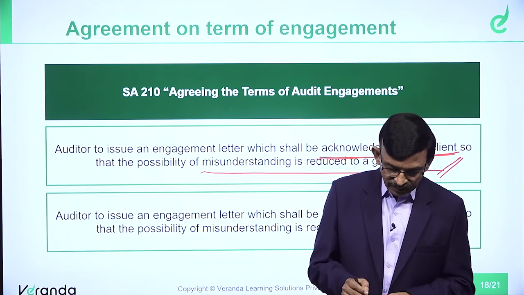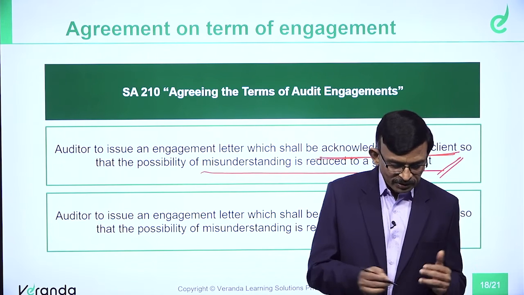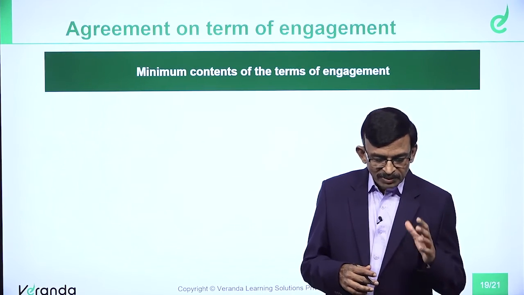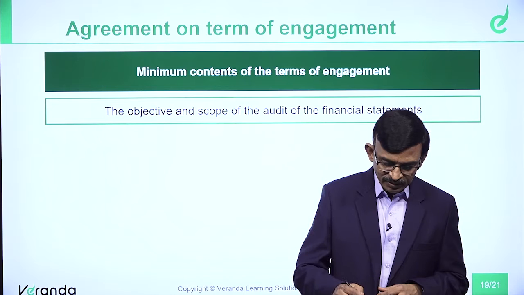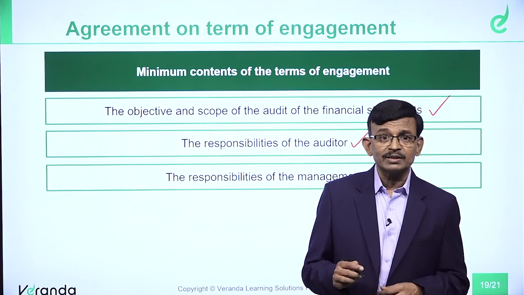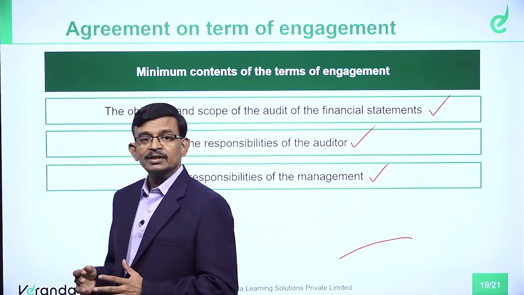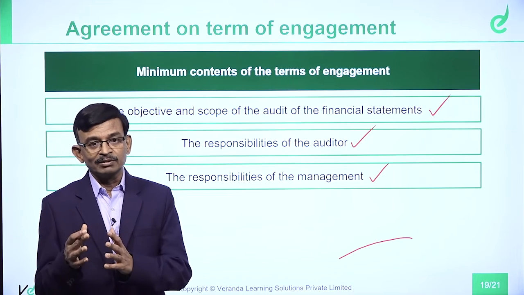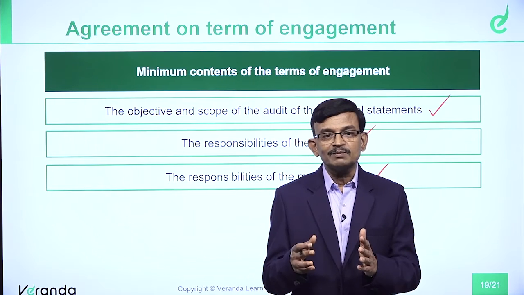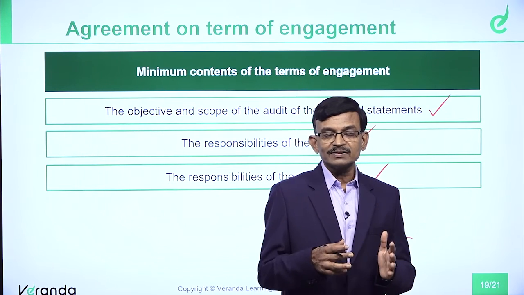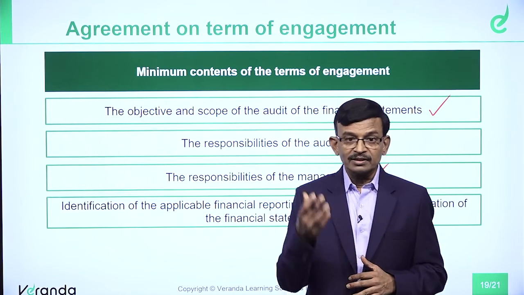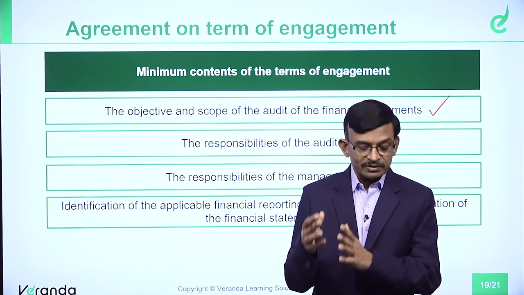This may be getting repeated, but I wanted to emphasize it again. Now, what is the minimum content of the terms of engagement? The objective and scope of audit, the responsibility of the auditors, and the responsibility of the management. It is not only the auditor's responsibility. When I am carrying out the audit, I want certain preconditions to be available, and that comes when the management accepts that it is their responsibility to ensure the data is relevant and financial statements are prepared using proper accounting systems, so that they do not contain error or fraud. We are talking about an internal control system that is very good. So, the responsibility of the management is also very clearly mentioned.